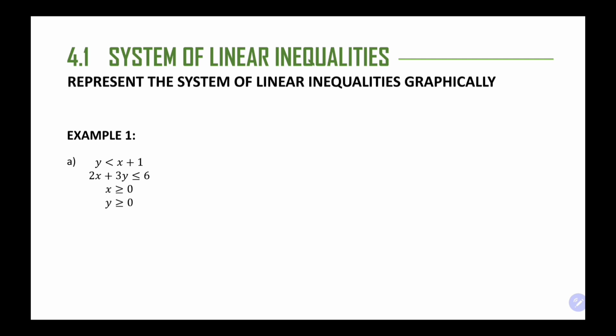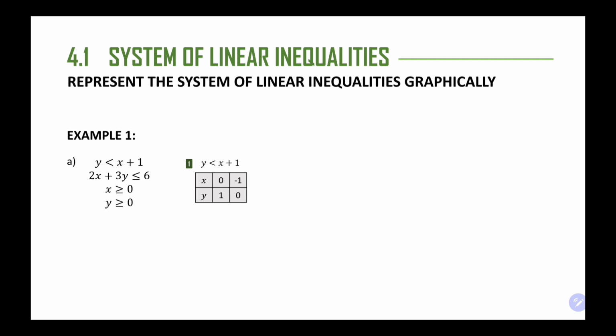Okay, now we look first equation. We have y less than x plus 1. To sketch the graph, we need to find x and y intercept. When x equals to 0, then we get y equals to 1. And when y equals to 0, so we get x equals to negative 1.